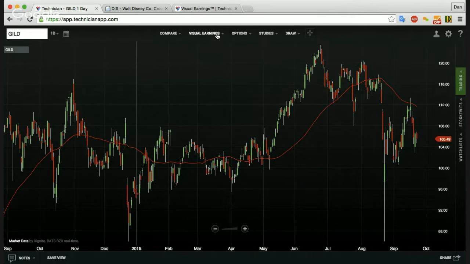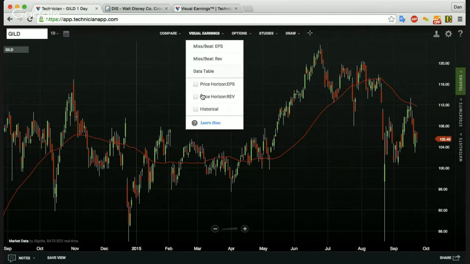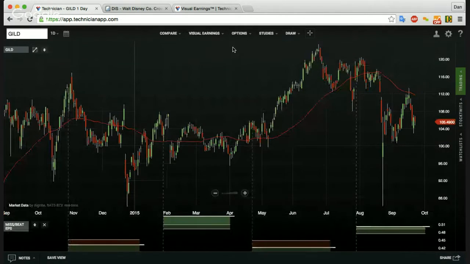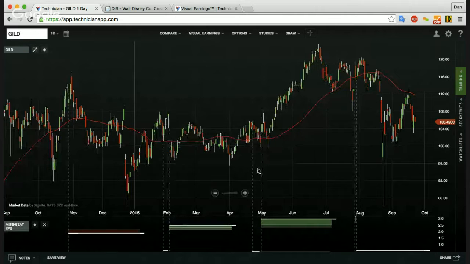So if you sign up for Visual Earnings, or you sign up for a free trial by emailing us at support@technicianapp.com, you'll get a new menu at the top of the screen called Visual Earnings. When you open this menu up, we have a few different options that I'm going to show you. The first is what we call the Miss Beat panel. So I'm going to open this up with EPS. You can look at Miss Beat with earnings or with EPS.